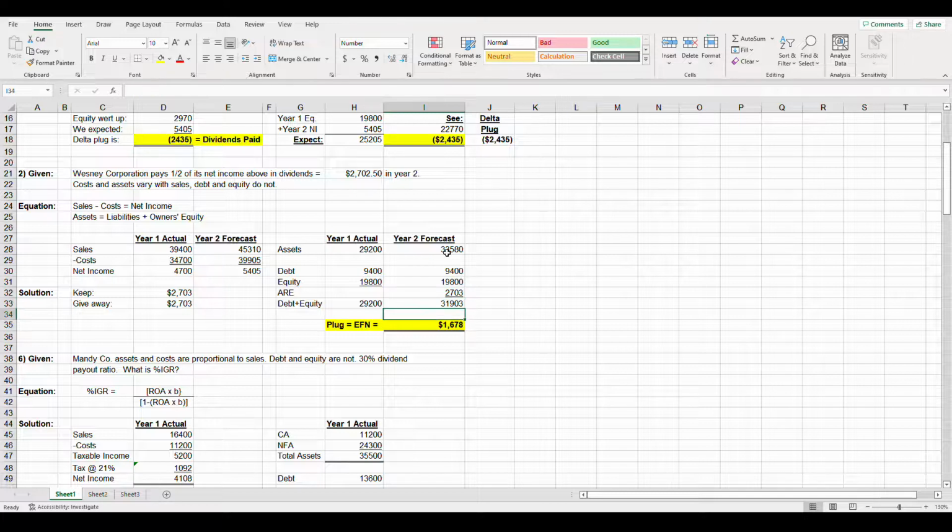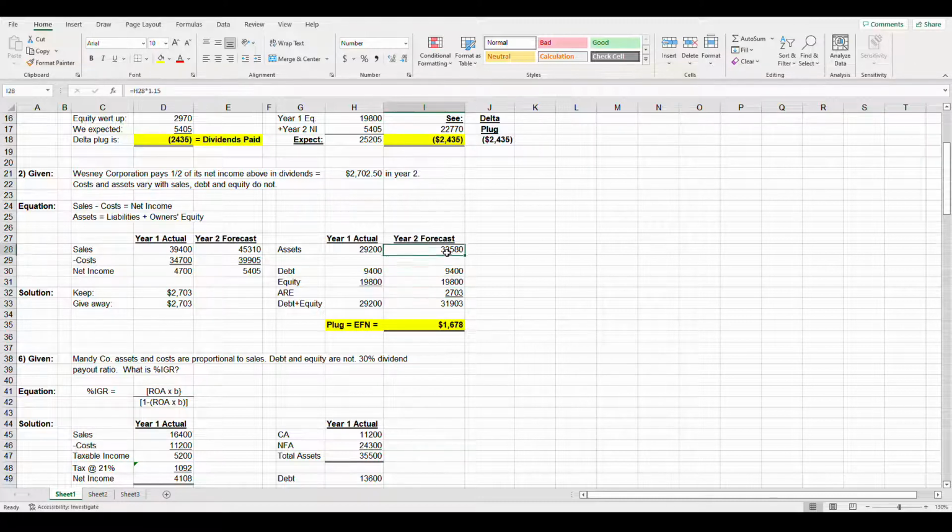And then do we need any other plug? So what is the plug, or external financing needed? So we simply add up 33,580 on the left side, on the asset side, and on the right side we have debt of 9,400, no change. We have equity of 19,800, no change, and then we add in half of the net income into the retained earnings account, 2703, and I get 31,903.